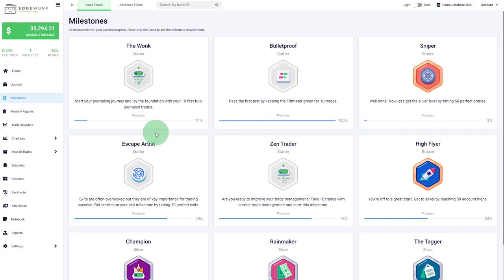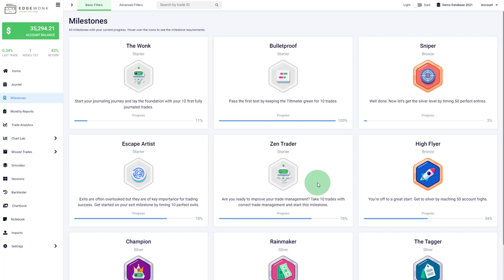The Escape Artist milestone focuses on trade exits. Trade exits are often overlooked, but they are very, very important in trading. So for every good exit that you take that is according to your rules, you will earn a point for the Escape Artist milestone. The Zen Trader milestone focuses on trade management and making better trading decisions when you're in a trade.